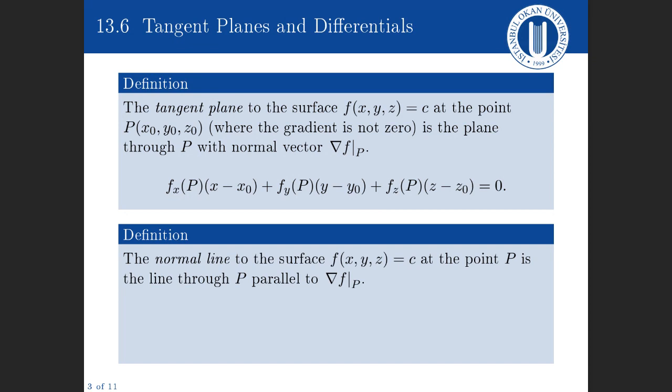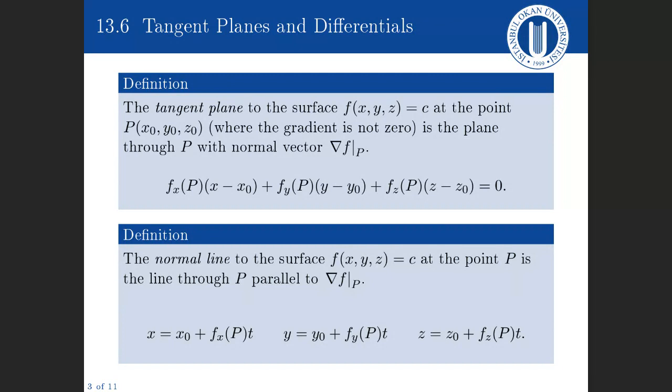The normal line to the surface f of x, y, z is equal to c at the point P is the line which passes through the point P parallel to the gradient vector of f at the point P. And we can write down parametric equations for this line. It's going to be x is x0 plus fx t, y is equal to y0 plus fy t, and z is equal to z0 plus fz t.